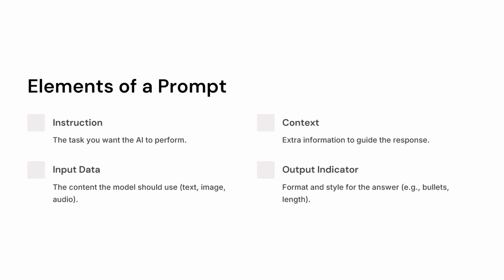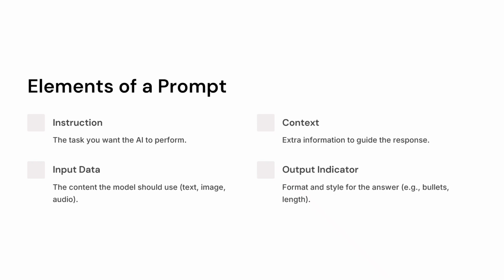So these are the four basic elements of a prompt. The first is the instruction, which is basically the task you want the AI to perform, which could be summarization, question answering, or explanation of a particular topic. Second is context. Context is basically the extra information to guide the response. So, if we are a beginner, we provide that we are a beginner and ask it to explain in a beginner-friendly tone or explain in depth with examples.